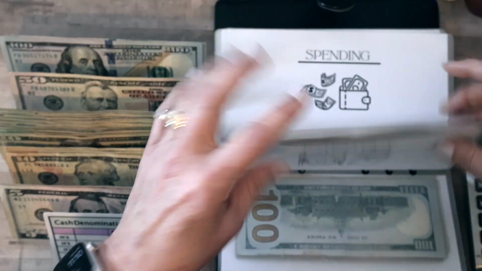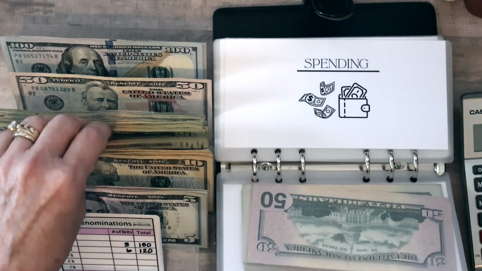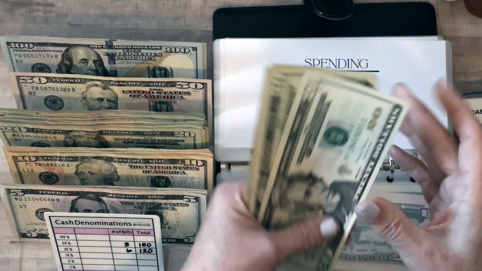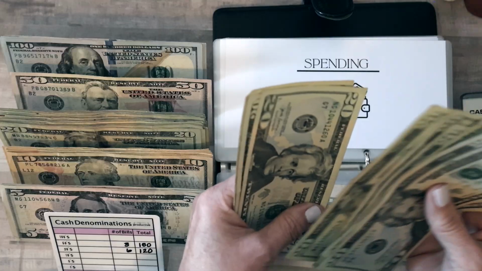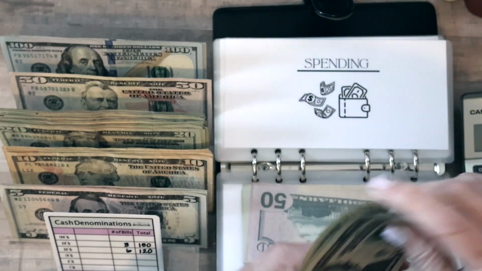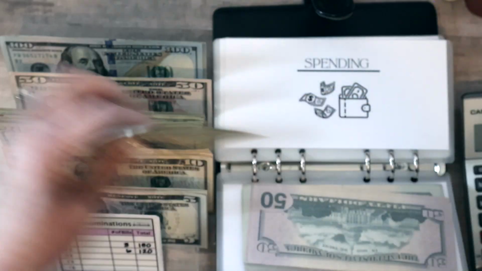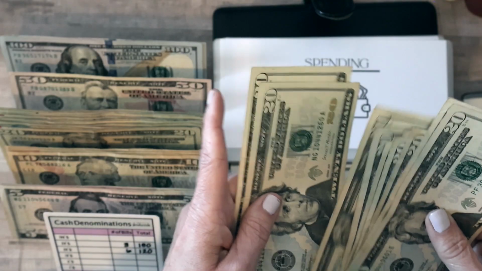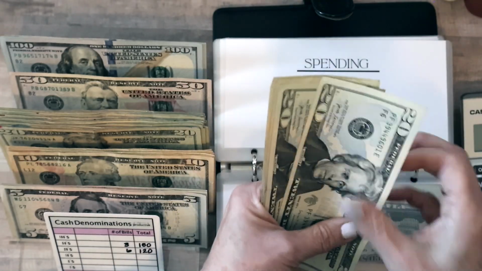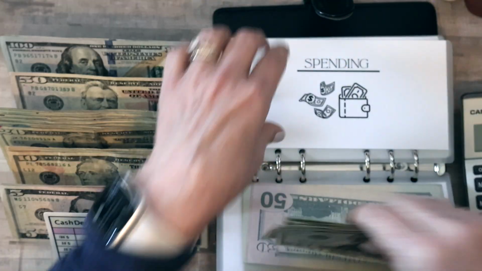And I took my trackers out of here because I'm really tracking it in my budget binder. Spending is going to get 10 20s. 20, 40, 60, 80, 100, 120, 140, 160, 180, 200.